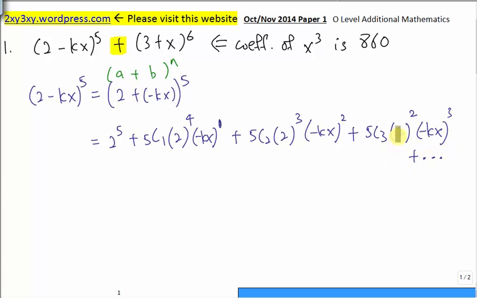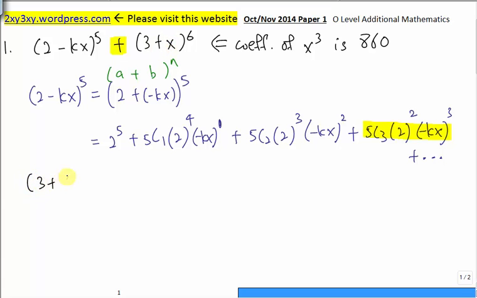The reason why we no need to continue the expansion is because we already obtained the coefficient of x cubed from this term here. All the terms after this term are not required. The reason why we need to do the expansion is because we need to write down this so that we can reach the x cubed term. We are going to do the same thing for this expansion here to obtain the coefficient of x cubed.